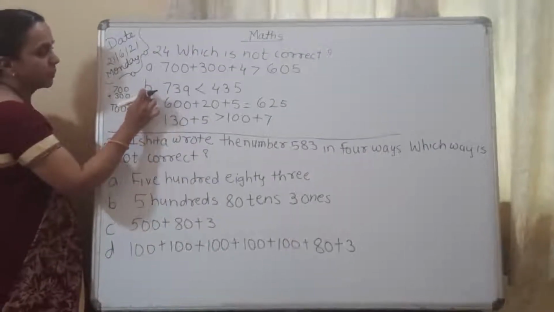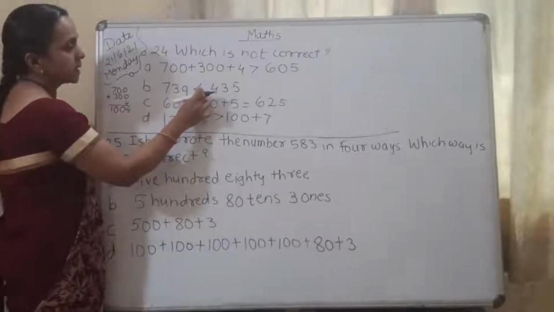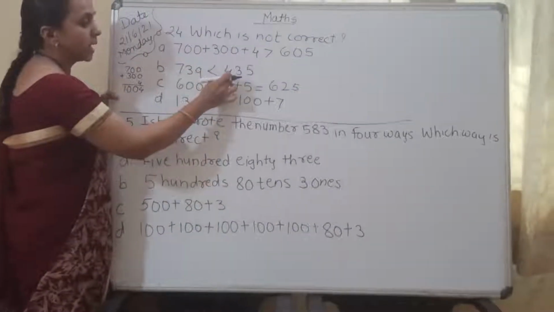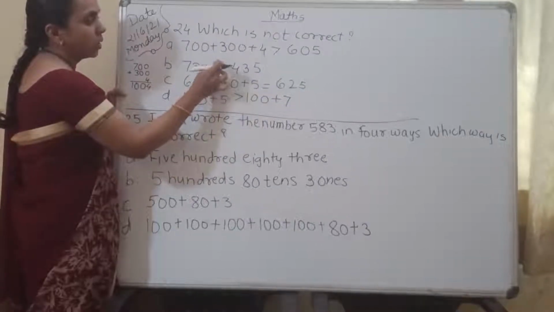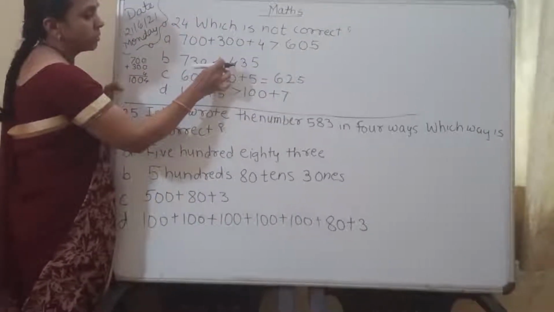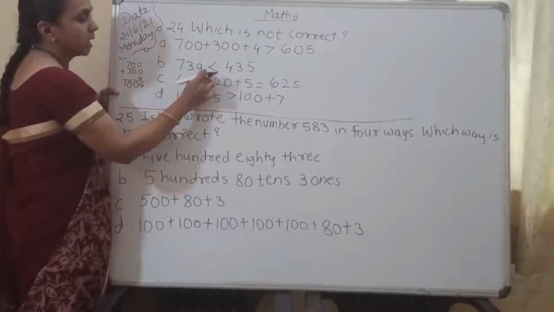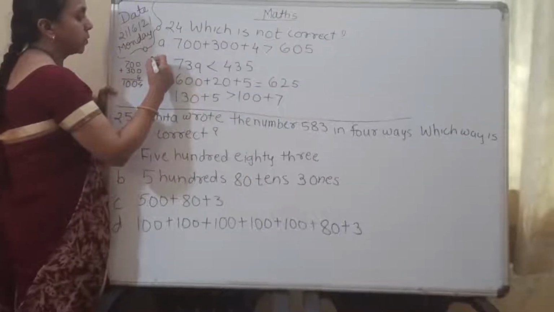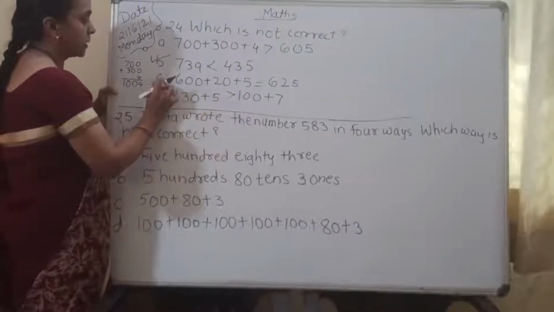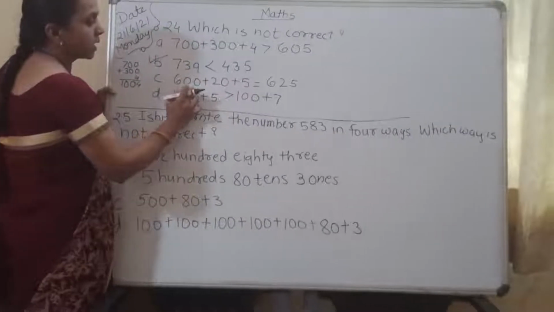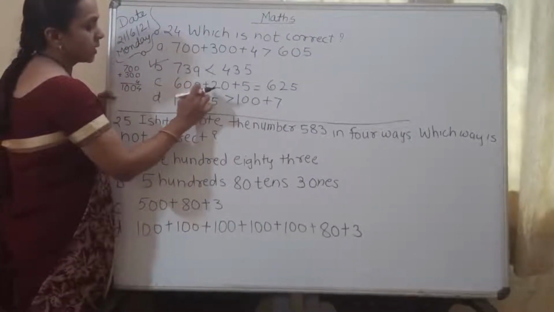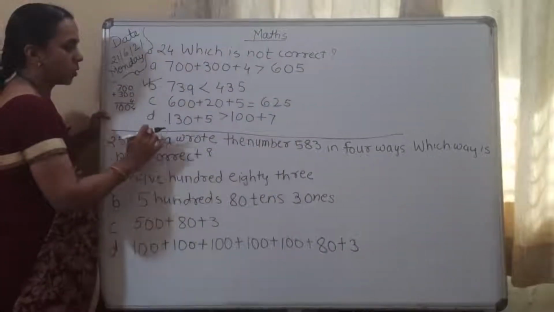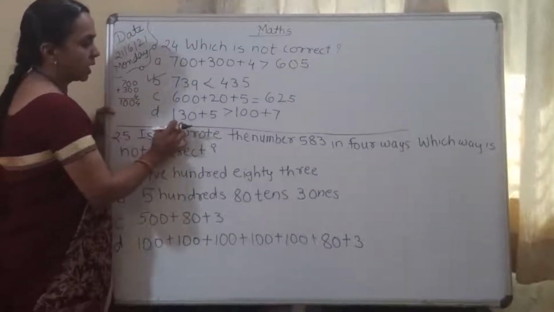Now see B option. 739 less than 435. See, 739 is bigger than 435. So this sign should be towards this 739. That means this option is not correct. So we have to tick mark here. So we will see the next option. 600 plus 20 plus 5. 600 plus 20, 620, plus 5, 625. This is the correct option.